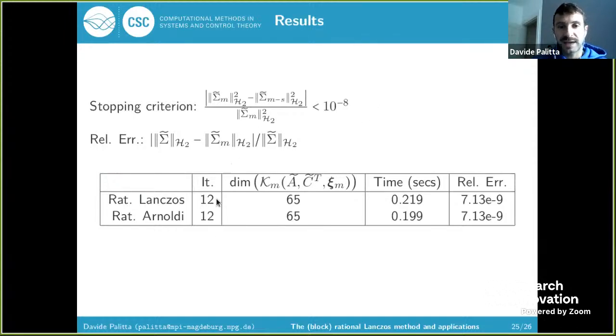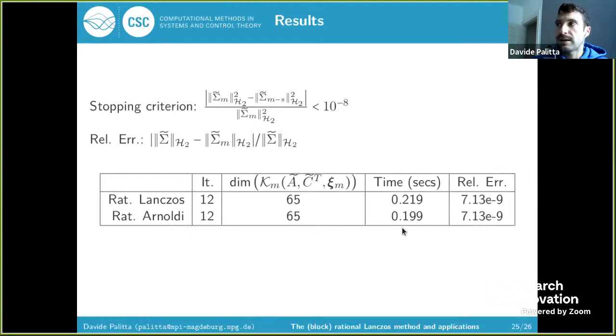You can see here that both methods, rational Lanczos and rational Arnoldi, need the same number of iterations. Even though they construct a rational Krylov subspace in a very different manner, they end up constructing the same exact space, because here we're employing also the same shifts. What we did is we ran rational Lanczos once and got the shifts. Again, rational Lanczos with these shifts and rational Arnoldi with these shifts, so we end up constructing the same exact space. You can see here also from a computational point of view, we get very similar results.